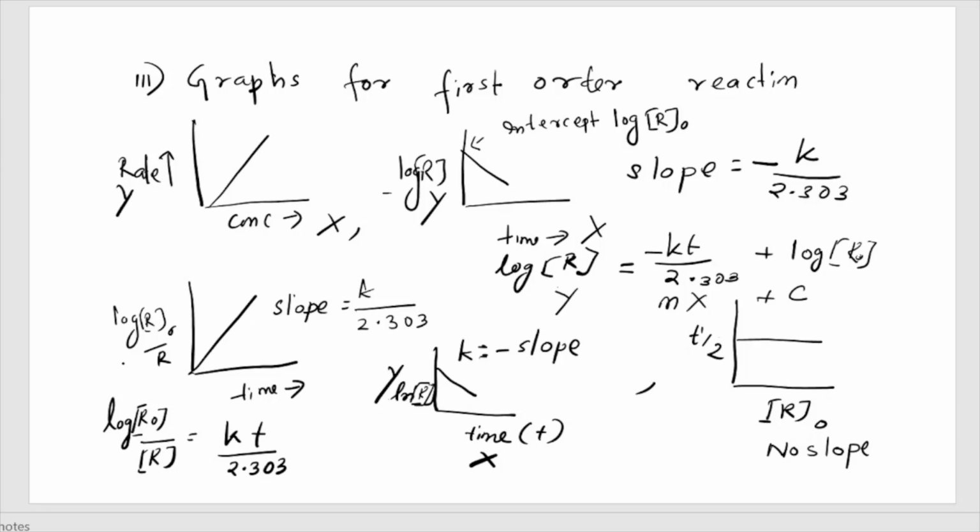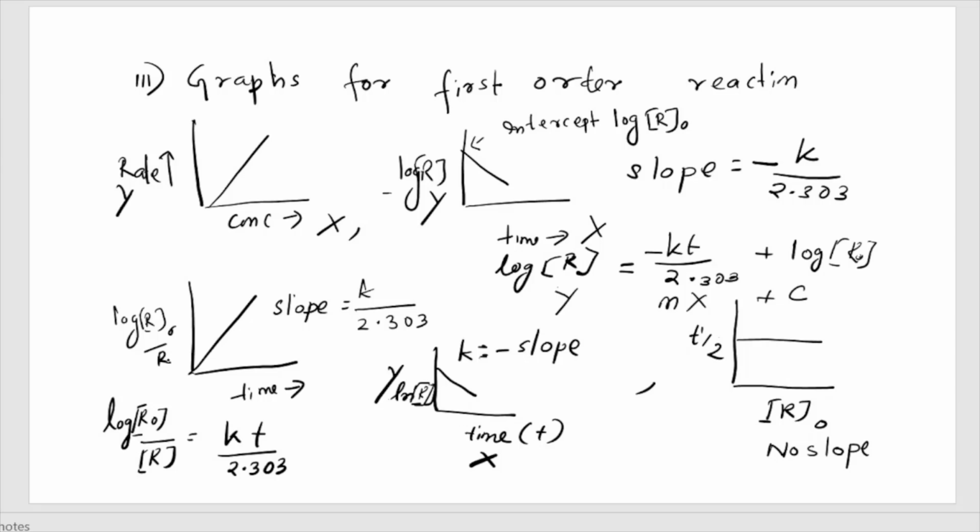Similarly, when we change to ln r, then what is the graph? The graph is like this, where ln r is the y-axis and t is the x-axis, and k is the minus slope. This is the graph in the form of ln r versus time.